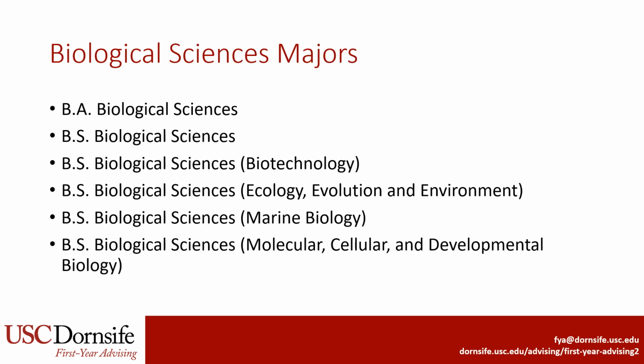There are 6 majors in the biological sciences, 2 general biological sciences majors, a BA and a BS, and 4 majors with emphases. It's important to note that any of these majors can be pursued by students who are on pre-health paths.